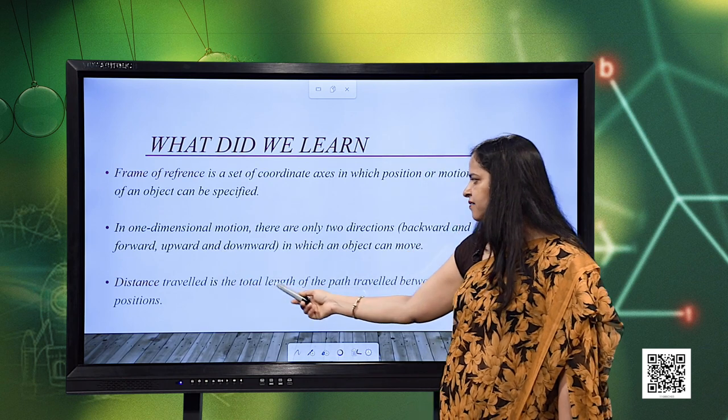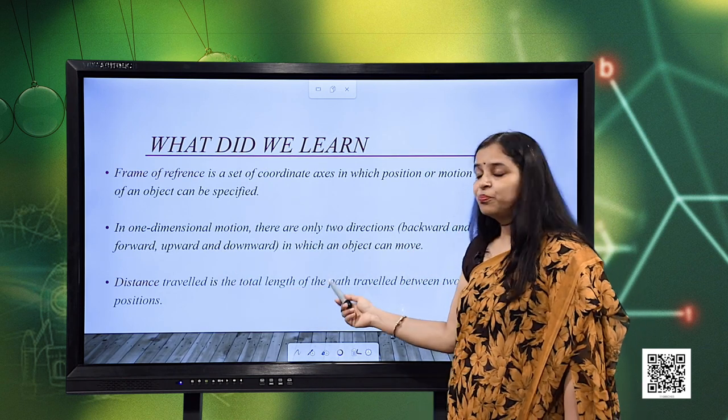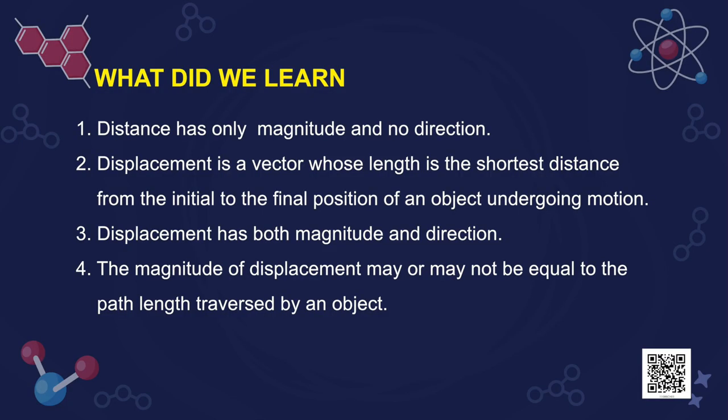Next, the distance traveled is the total length of the path traveled between the two positions. Distance has only magnitude and no direction, whereas displacement is a vector whose length is the shortest distance from the initial to the final position of an object undergoing motion. One more point I would like to add here is that distance is always positive, as we have seen, but displacement can be positive, negative, or zero as well. But in all the cases, we would have observed that displacement can never be more than the distance traveled, right? Displacement has both magnitude and direction, and the magnitude of displacement may or may not be equal to the path length traversed by an object.